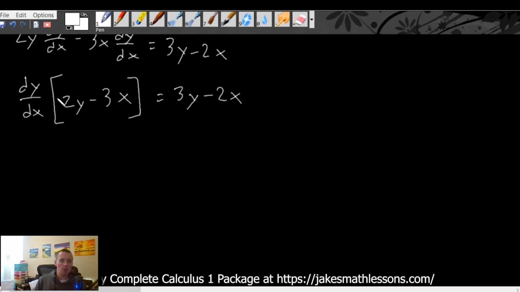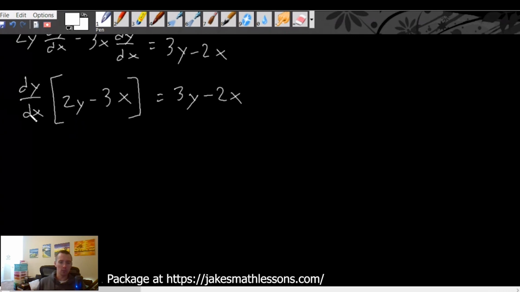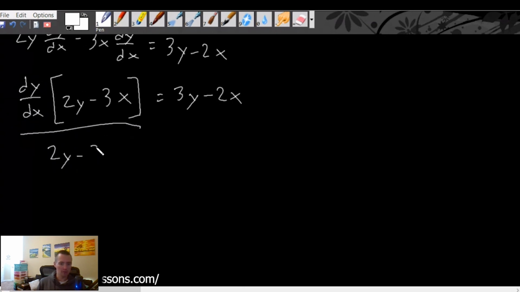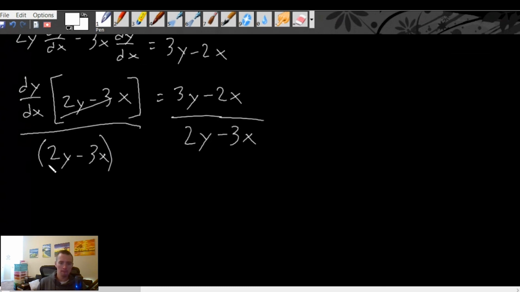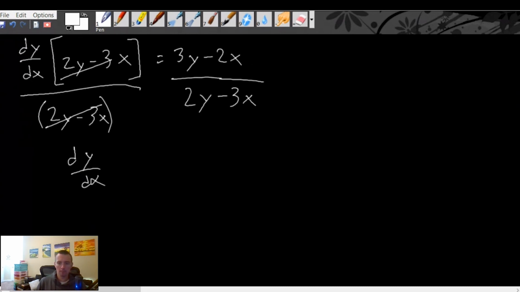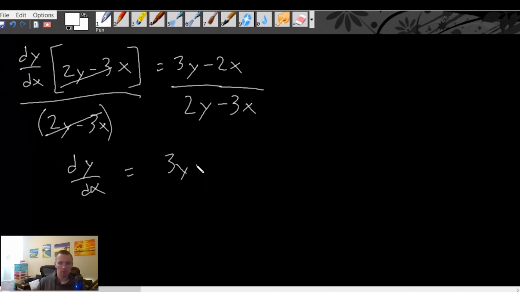And then now the reason why this is so nice is now we've gotten this to the point where we only have a single dy dx. So what that means is all we can do to get that all by itself is just divide all the other stuff that's in parentheses here from both sides of our equation. And that's just going to leave us with dy dx equals 3y minus 2x over 2y minus 3x.